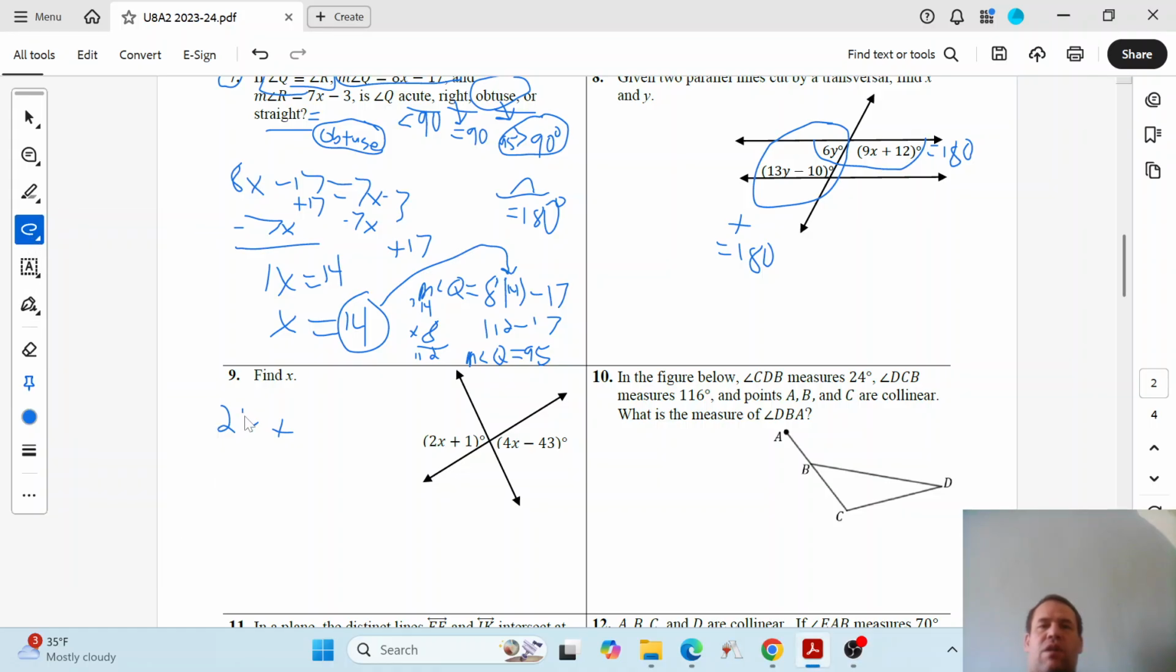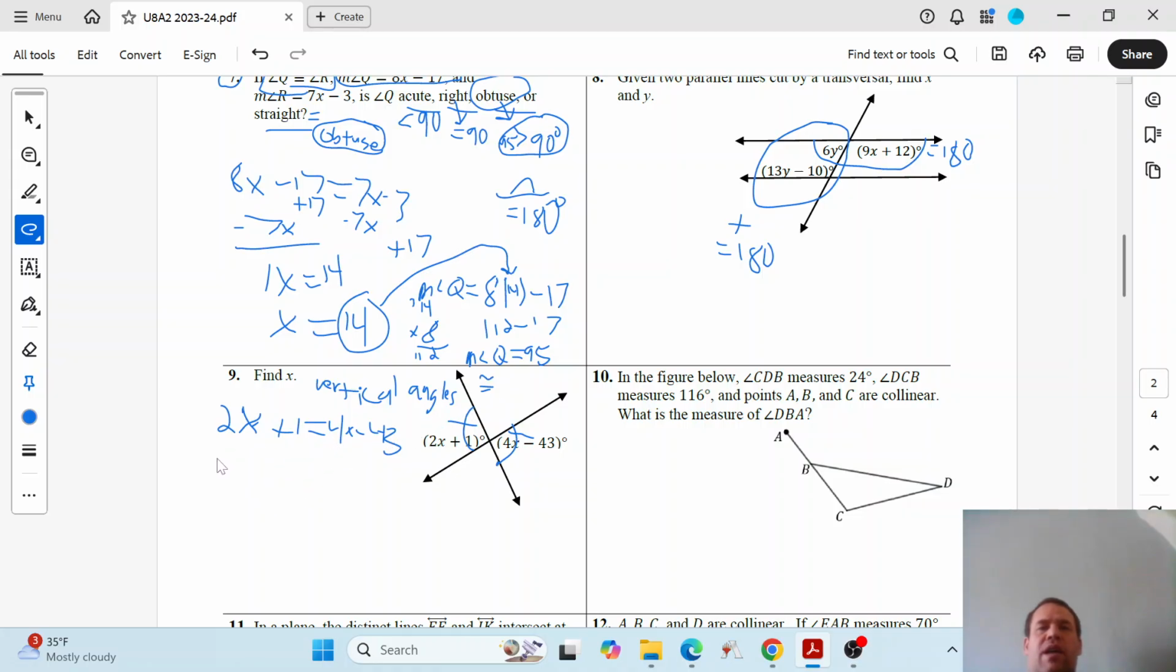Okay, so again, we're doing 2, supposed to be an x there. So 2x plus 1 is equal to 4x minus 43. And the reason why we're setting them equal to each other is because this angle and this angle are equal to each other, because vertical angles are congruent. Sorry, it's really hard to write with the mouse. It's easier on my smartboard. So vertical angles are congruent. Cool.